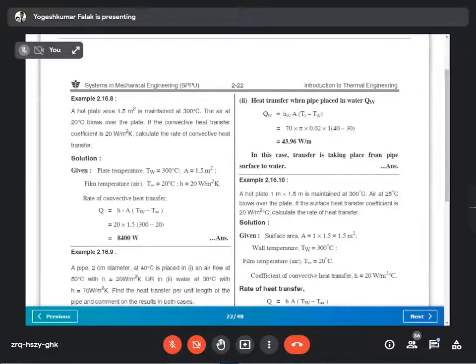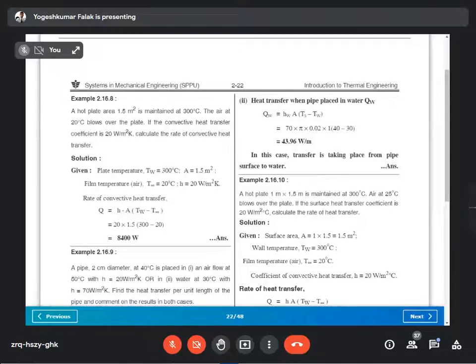Calculate this answer and let me know what the answer of this numerical is. Put in all the values, calculate, and let me know what answer you are getting. So 8,400. 8,400? No sir, I am getting less.